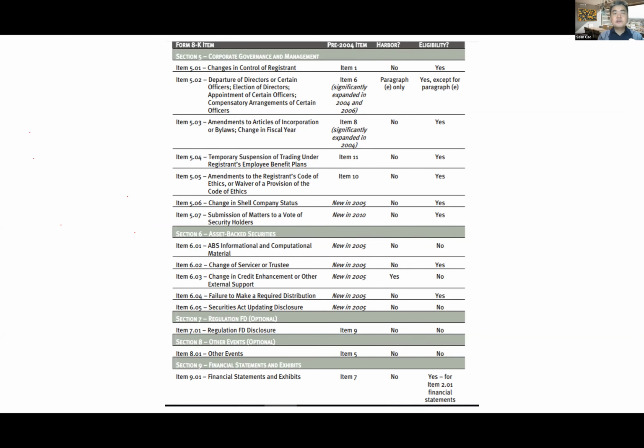That's the purpose of Reg FD, which means the news should not be available to only a small group of people. The news should be available to the whole market. That's why, for 7.01, the company needs to disclose the news one more time to make sure it is available to everyone. And 8.01 is for any other news which is not classified in the previous categories.